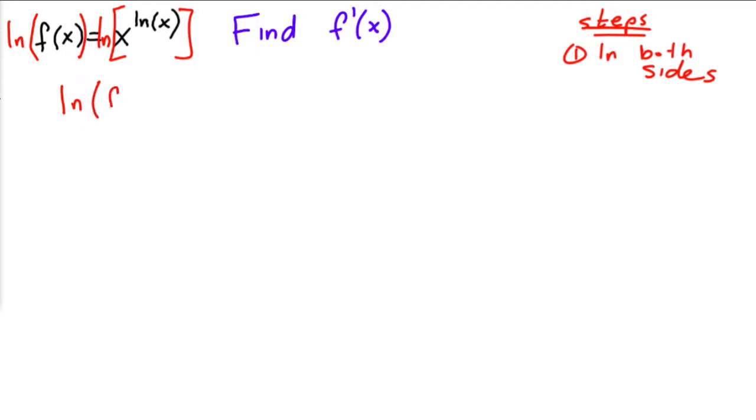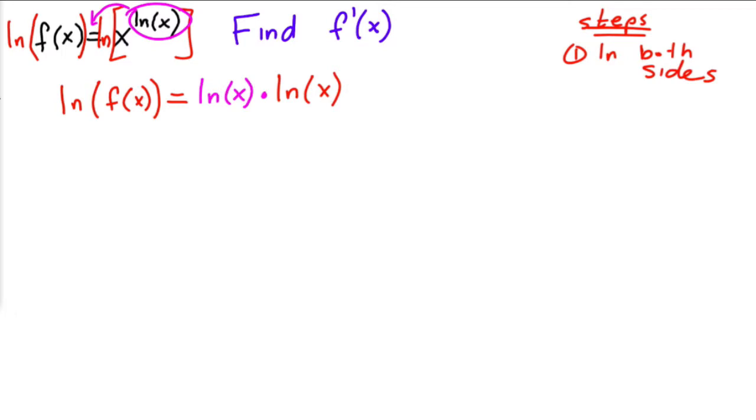All right, so then on the left side we'll get log of f of x is equal to, now this natural log we're going to bring it down using the laws of logarithms. So we're going to have natural log of x times natural log of x.